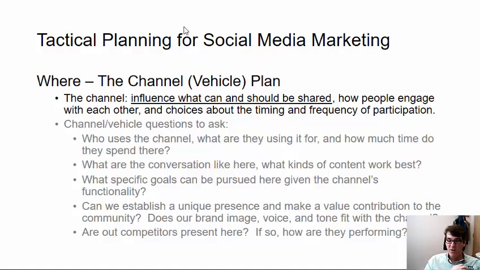It wouldn't make sense to put together a how-to video and post it on Snap or even Facebook. Those type of things belong more on YouTube. So it influences what and how it can be shared, how people engage with each other, and choices about the timing and frequency of the participation. So it's important for you to understand what vehicle you're going to be using.